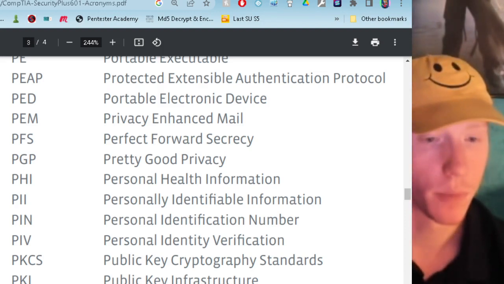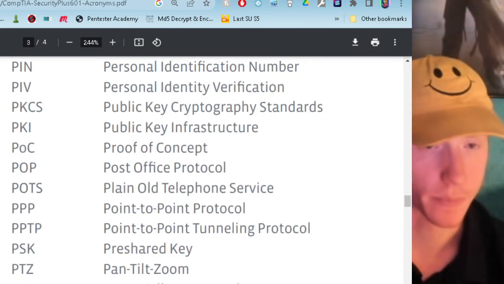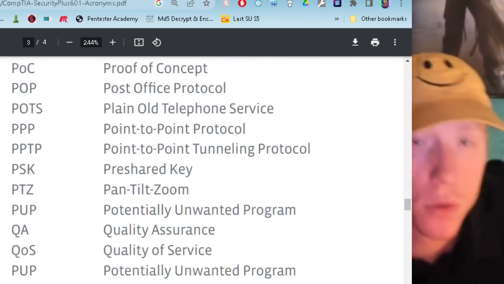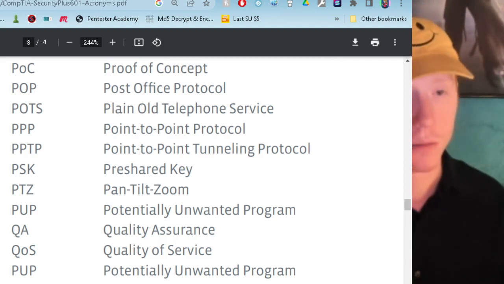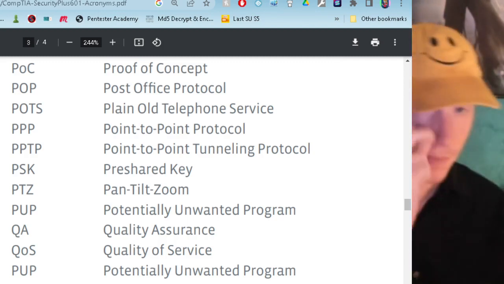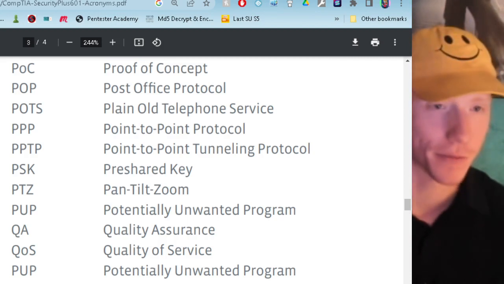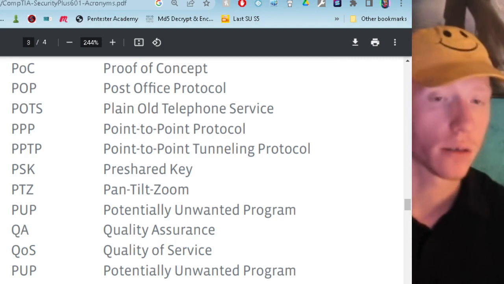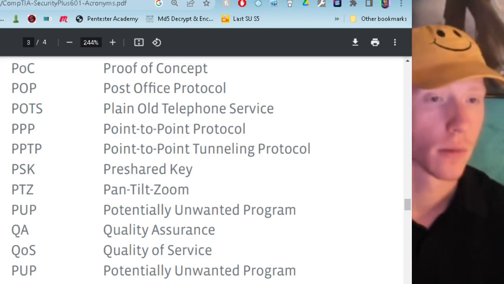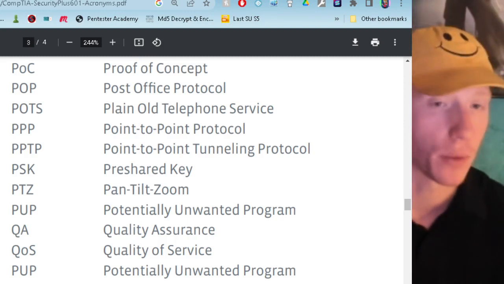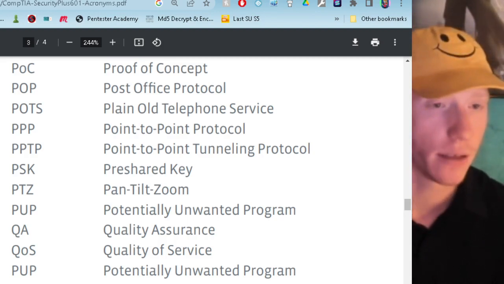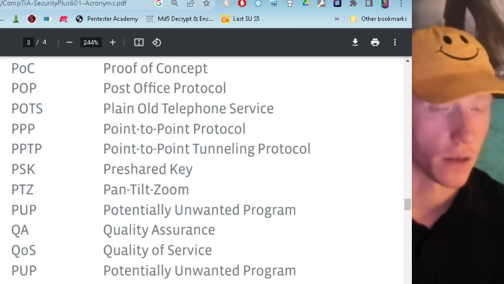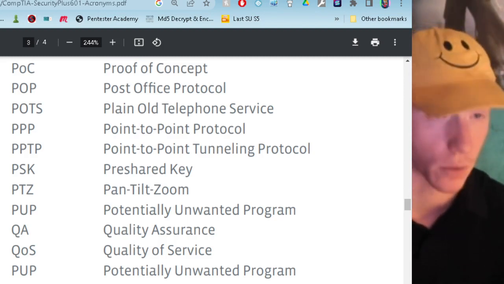PKI, Public Key Infrastructure. POC, Proof of Concept. POP, the Post Office Protocol. POTS, Plain Old Telephone Service. PPP, Point-to-Point Protocol. PPTP, Point-to-Point Tunneling Protocol. PSK, Pre-Shared Key. PTZ, Pan-Tilt-Zoom. PUP is Any Potentially Unwanted Program.